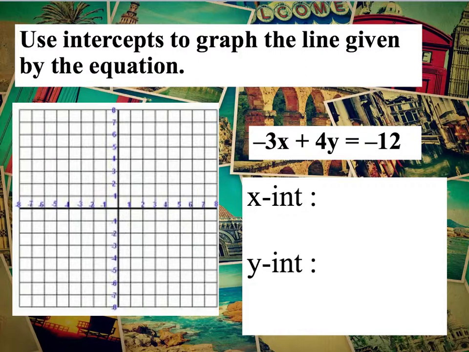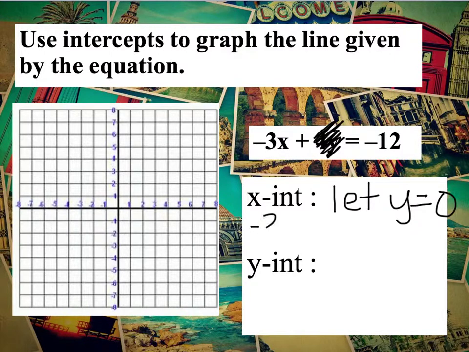So to find the x-intercept, I need to let y equal 0. And if I let y equal 0, then I can go ahead and just cross out the 4y, because it's going to equal 0, it's going to be gone. And then I get negative 3x equals negative 12. And then I have a basic one-step equation to solve. So I divide both sides by negative 3, and I get x equals 4.